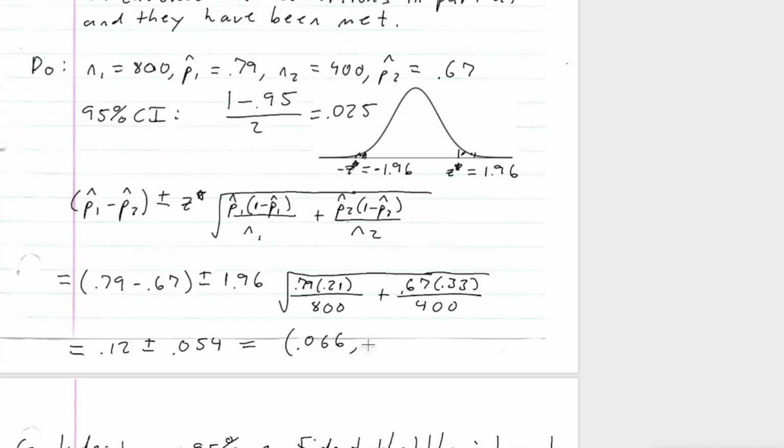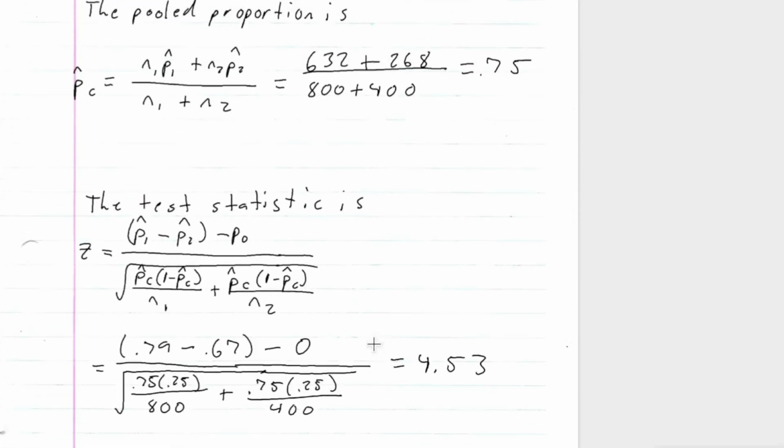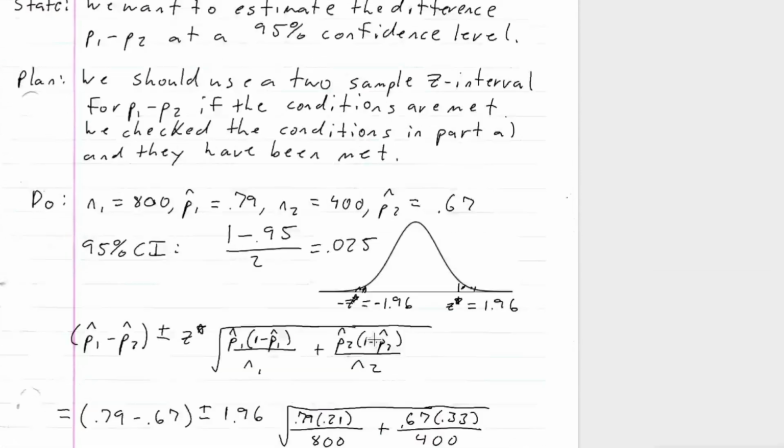And then this gives us our interval 0.066 and 0.174. And notice right off the bat, 0 is not in our interval, right? So this is telling us that the difference of the population proportions should be between about 6.6% and 17.4%, right? So 0 is not even in there. So it is consistent with the test that we did previously, right?